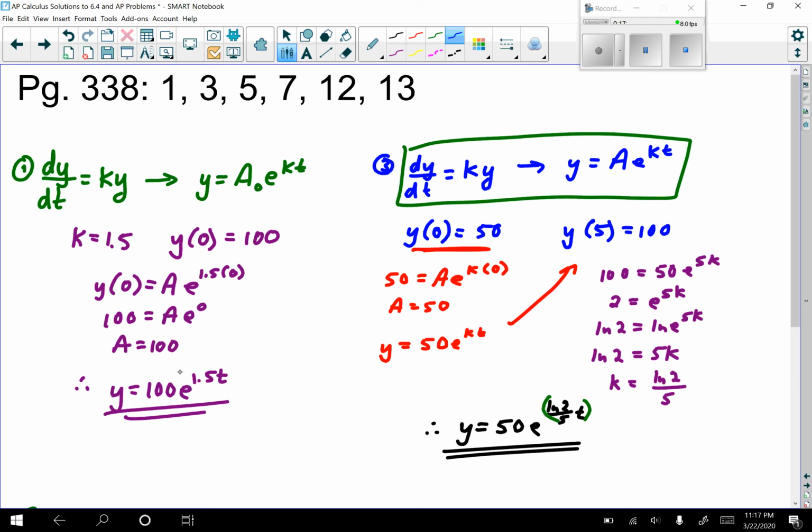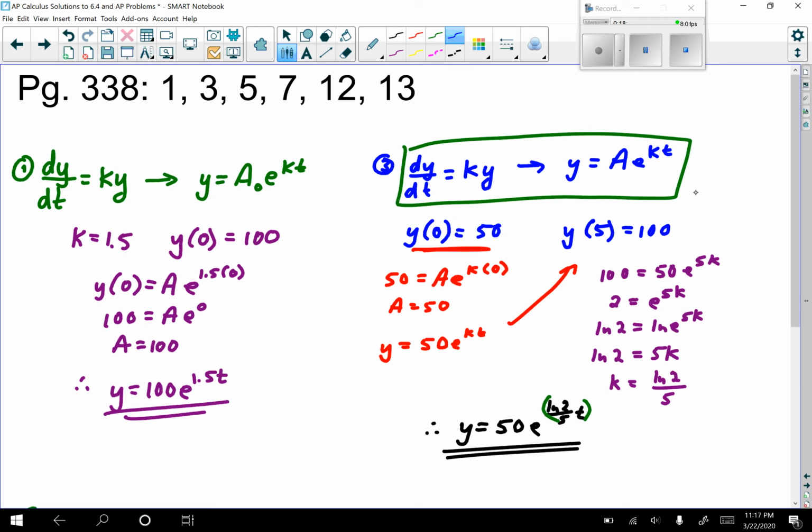Number 3 was a little different. They gave us 2 initial conditions. Again, notice I'm showing that dy over dt is equal to ky, because that applies to all 4 of these problems. Therefore, y is equal to a times e to the kt. Notice I didn't really even put that a sub 0 there for the initial amount. All right, so what we want to first find here is what is a. And again, y of 0 is 50, so we could just jump to this line, but I'm still showing you that a is going to equal 50, therefore y is equal to 50 times e to the kt.